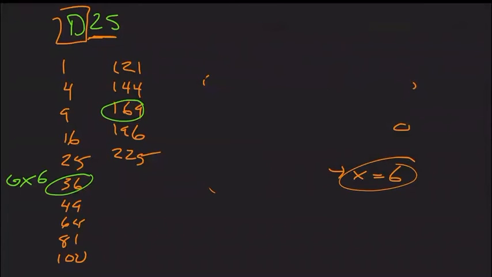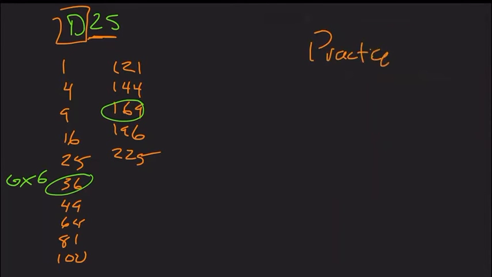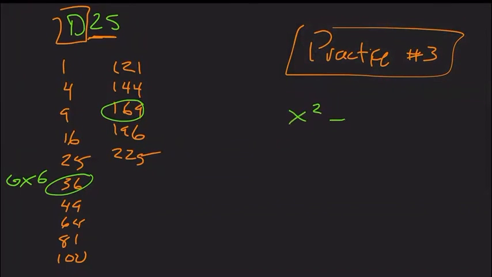So let's go ahead and try a practice before we move on to GCF. Let's say we have x squared minus 144 equals 0. So let's pause the video and give this one a try.